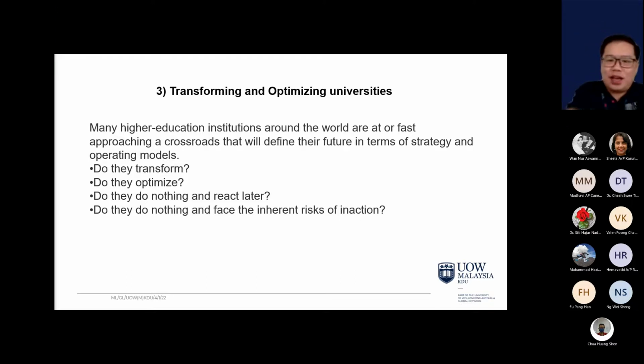Do nothing. Let's wait and see. Wait and see. You wait and see, you'll be finished. Do they do nothing and face the inherent risk of inaction? If you do nothing, the market changes, and it changes very rapidly. We need to be ready. We need to adapt. So this is the question.